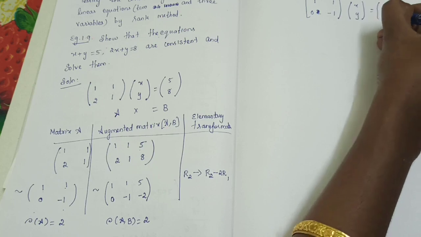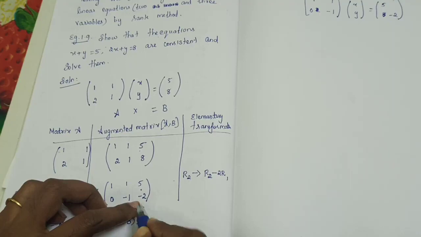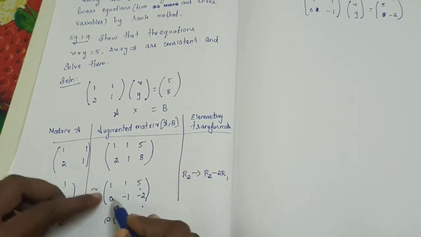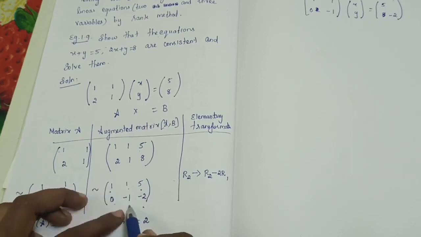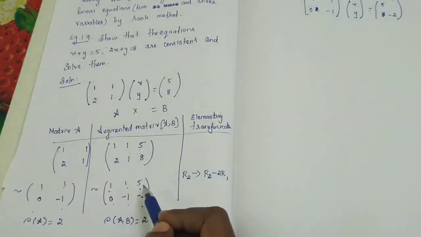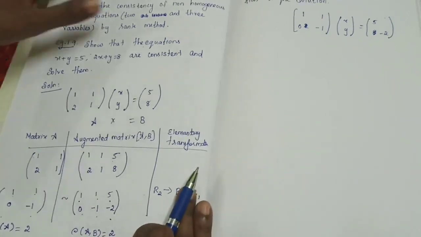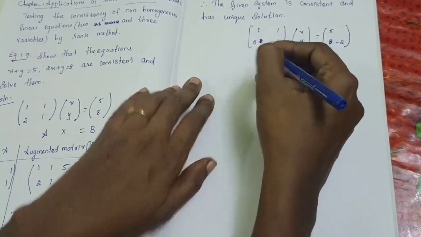Sorry, 5 minus 2. This also changes. So 5 minus 2, you need to find out correctly. Otherwise no problem, you just see this. So 1, 1, 0, minus 1. This is A. Okay, x, y. Then this is the b value, 5 minus 2. Got it? Okay, clear?